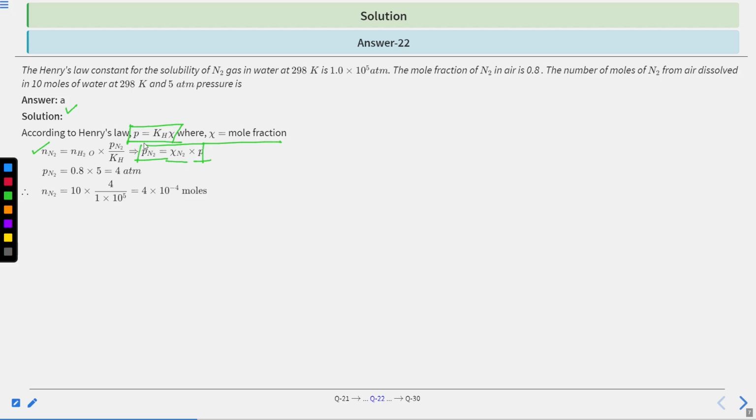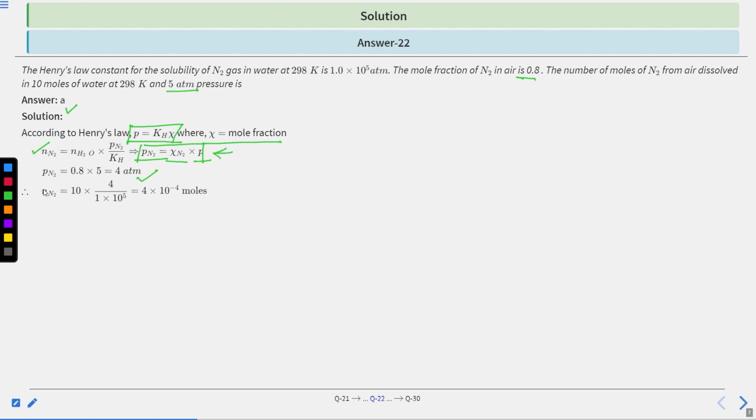From here, the pressure of nitrogen comes out as the mole fraction, which is given as 0.8 in air, multiplied by the 5 atmosphere pressure. So it comes out as 4 atmosphere. So the pressure of nitrogen is 4 atmosphere. And we have to use this pressure in this equation.